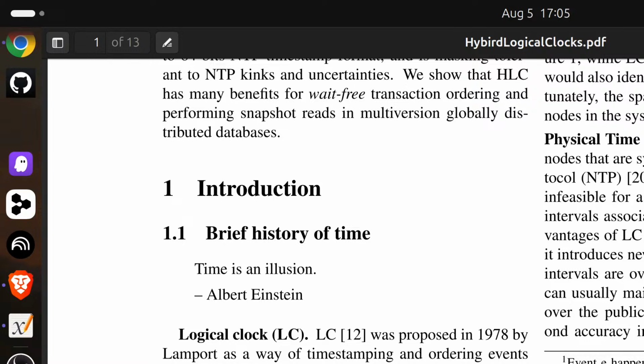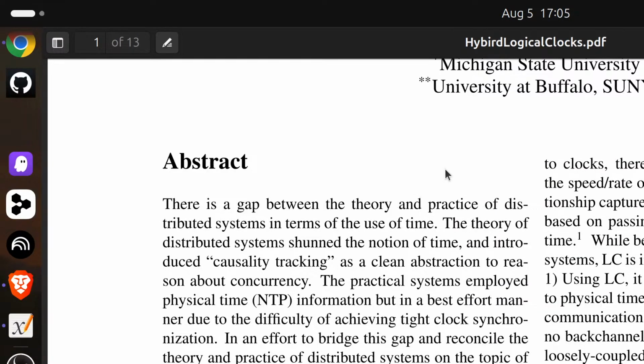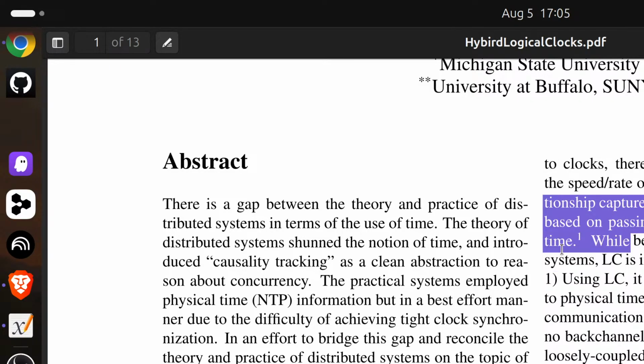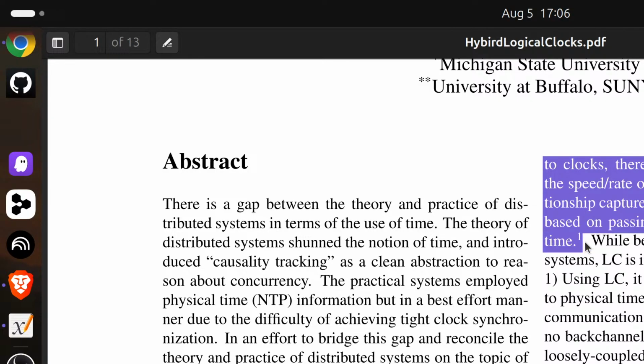LC, logical clock, is divorced from physical time. The node does not have access to clocks, and there is no bound on message delay or on the time step of processing nodes. The causality relationship captured, called happened before, is defined based on the passing of information rather than the passing of time. Very important.